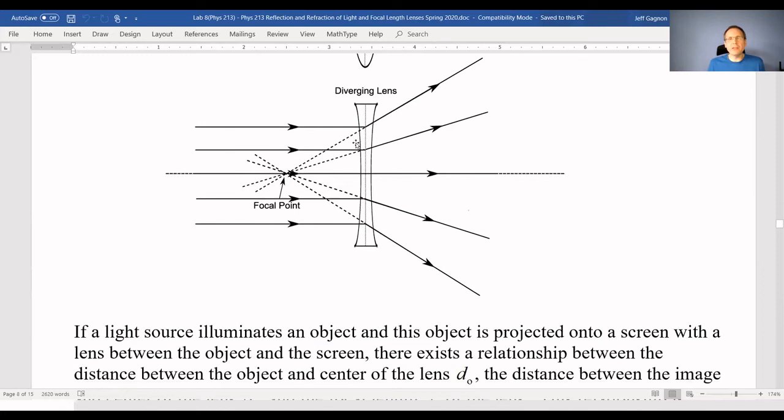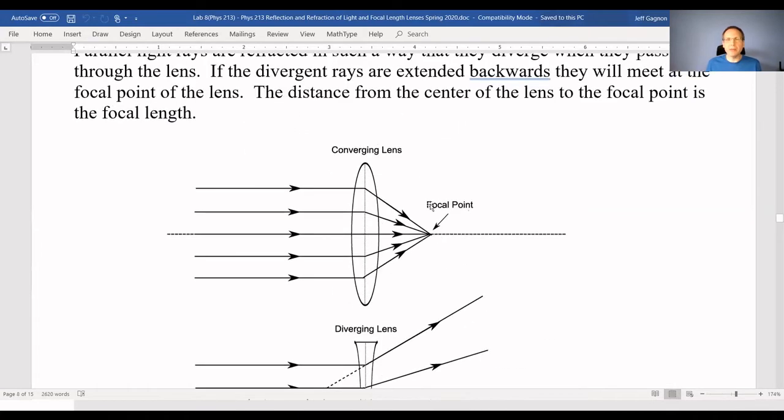And then for a diverging lens, because the light doesn't actually meet there, it just appears to come from that point, it turns out by convention, it's a negative value for that focal length, okay? And basically the goal for this part of the experiment is to measure the focal lengths of converging and diverging lenses.